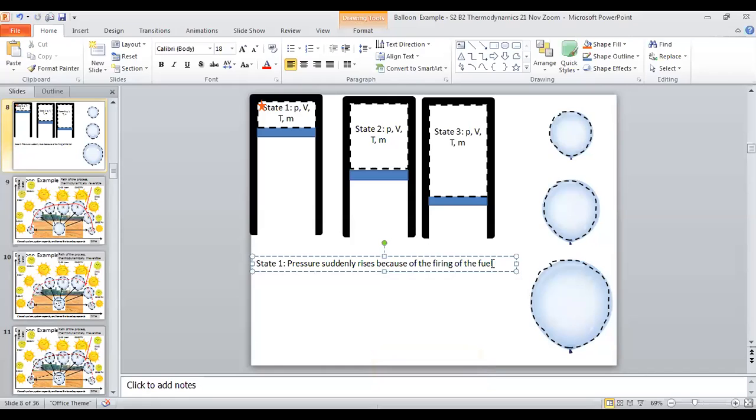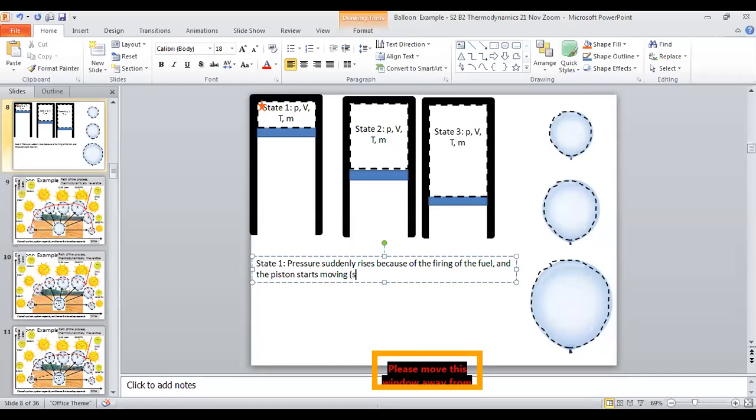Fuel. And the piston starts moving, means system boundary expands, or in other words we say the system starts to do a work, expansion. Okay, piston moves means the boundary expansion.